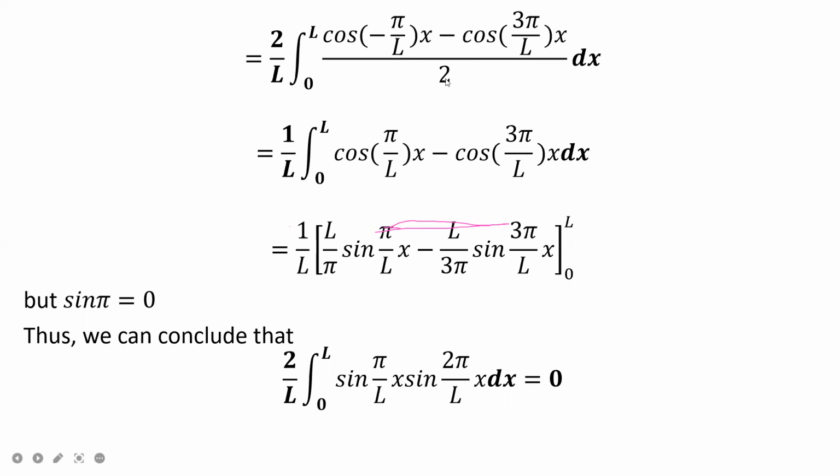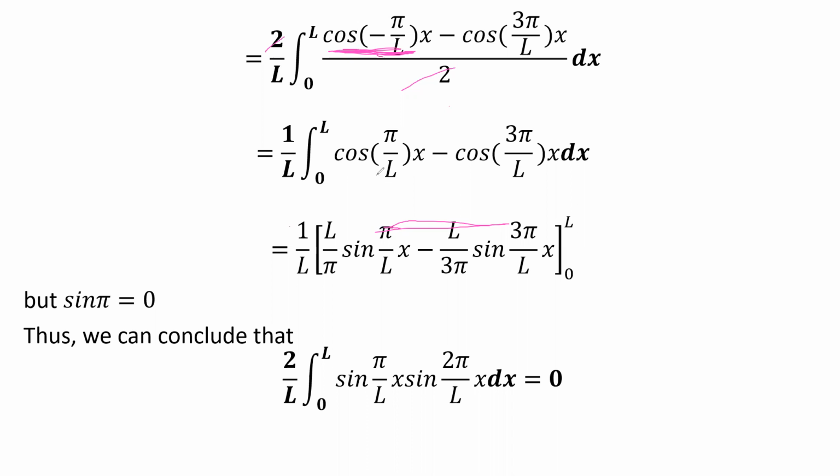Now, we see that these two here cancel these two out. And also we note cos is known as an even function. For even functions, the result always comes out positive. So the cos of minus pi over L x is simply the same thing as the cos of pi over L x.